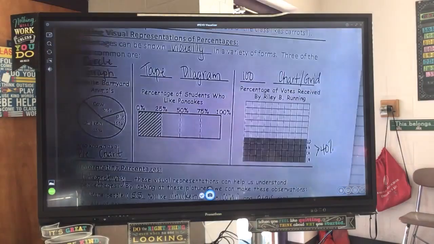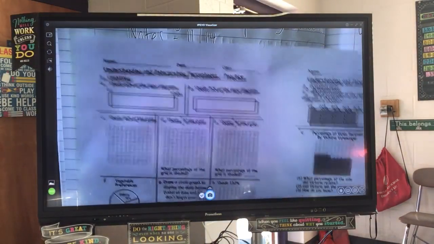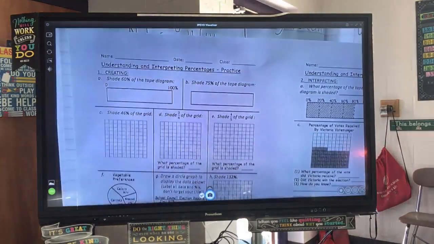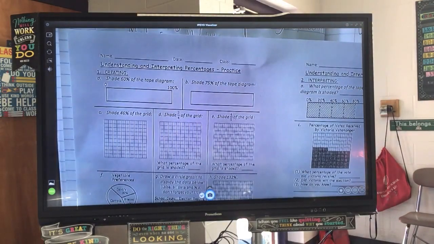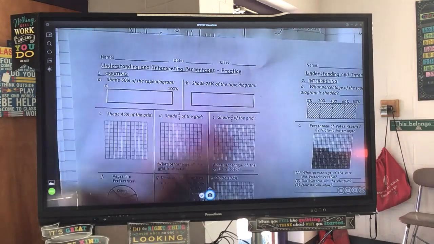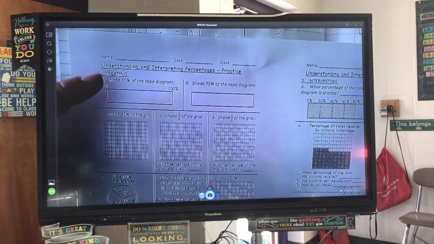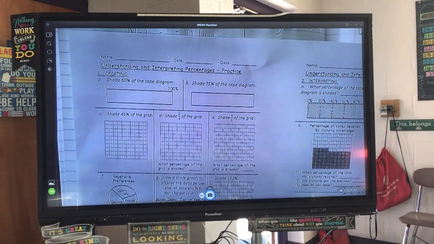Alright, so the top part, and this is where the colors come in. I'm a visual person, so I like to have colors, other than just having a scribbly pen. It says you're going to be creating different percentages. It says, shade 60% of the tape diagram. So how would we go about possibly doing this?